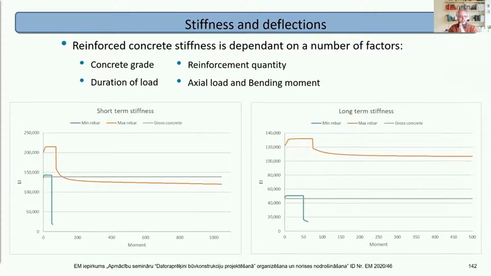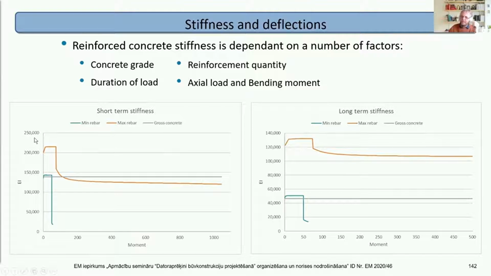Deflection of the concrete is dependent on a lot of things. One of those is the concrete grade. Stronger concrete has a higher Young's modulus. The duration of the load affects deflection. Short-term loads, small deflection. Long-term loads, you get creep and so on. Reinforcement quantity: how much reinforcement is in there? You can see on these charts here, I've got minimum and maximum reinforcement for long-term and short-term loads on a section. And likewise, axial load and bending moment affect the stiffness of the section.